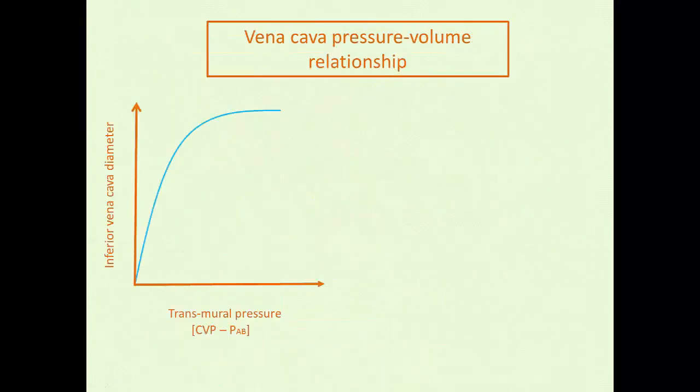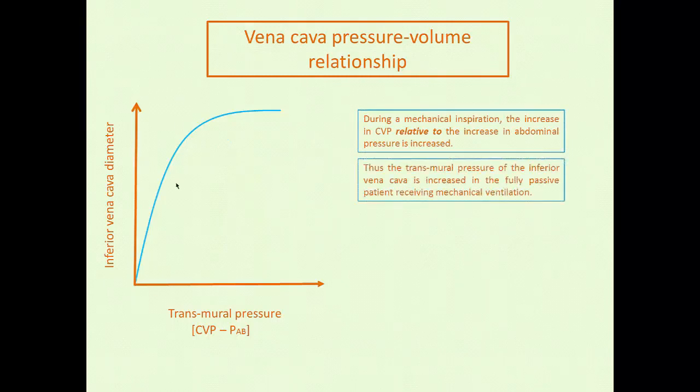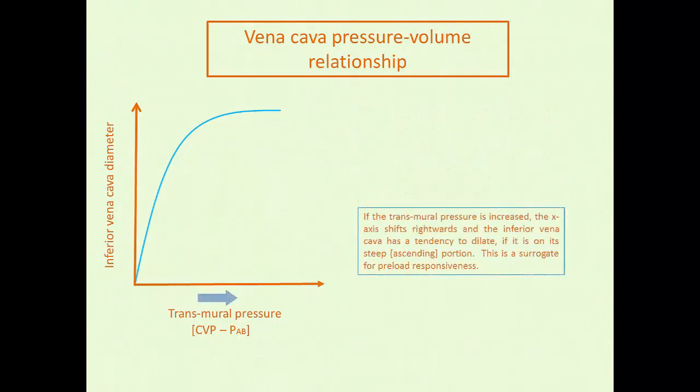So what was found is that actually IVC dilation with mechanical inspiration is a good predictor of volume responsiveness. It's the same physiology. Now your transmural pressure is the right atrial pressure less your abdominal pressure. So during the mechanical inspiration, the increase in CVP relative to the increase in abdominal pressure is increased. So the transmural pressure of the inferior vena cava is actually increased in the fully passive patient. So now we're moving rightwards on the transmural pressure graph. So your CVP, the right atrial pressure, is going up relative to the increase in abdominal pressure in the fully passive patient.